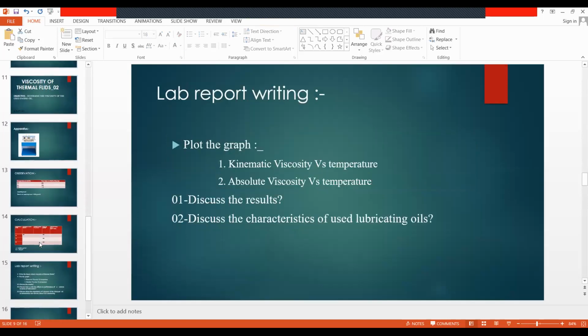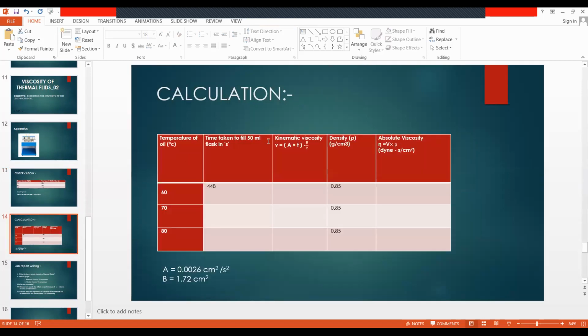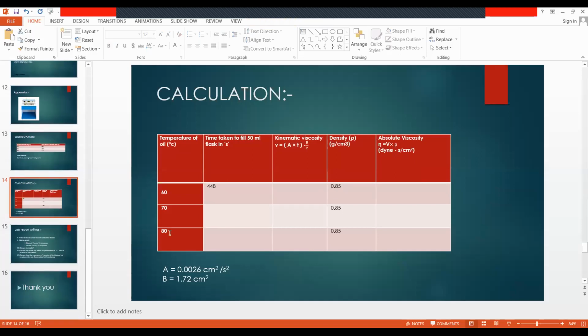I will play a video for you, and you have to draw the same calculation table and do it. Do one calculation for one set of data. You have the equation, then substitute the constant values and you will get the answer. I have put the density here. The used oil density is 0.85, a little lower compared to the new oil.